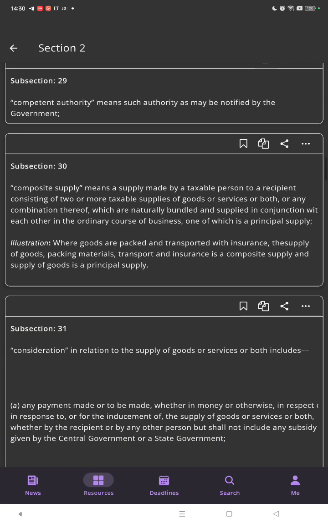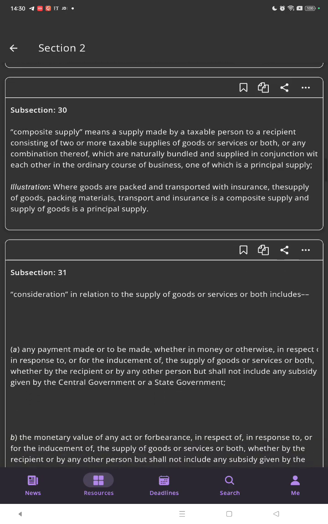Subsection 30. Composite supply means a supply made by a taxable person to a recipient consisting of two or more taxable supplies of goods or services or both, or any combination thereof, which are naturally bundled and supplied in conjunction with each other in the ordinary course of business, one of which is the principal supply. Illustration: where goods are packed and transported with insurance, the supply of goods, packing material, transport and insurance is a composite supply, and supply of goods is the principal supply.